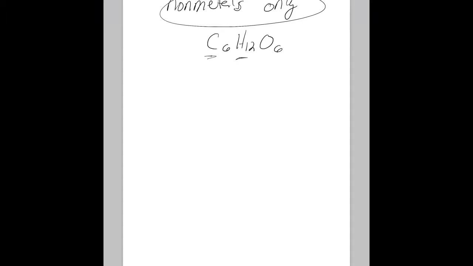First things first, covalent compounds and covalent bonds are different from ionic compounds in the fact that covalent compounds are made up of non-metals only. Only non-metals are involved in covalent bonding. So if we take a look at a covalent compound that we're very well aware of, sugar. Sugar is a covalent compound. We can see here we have carbon. Carbon is a non-metal. We have hydrogen. Hydrogen is a non-metal. And oxygen. Oxygen is a non-metal. So covalent compounds and covalent bonds are made up of non-metals only.